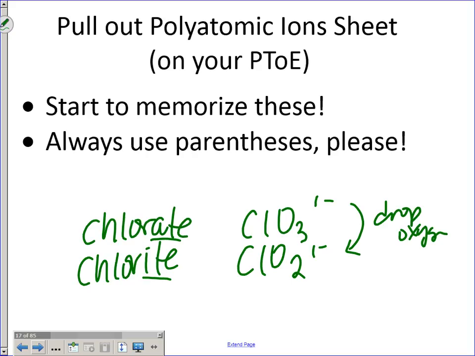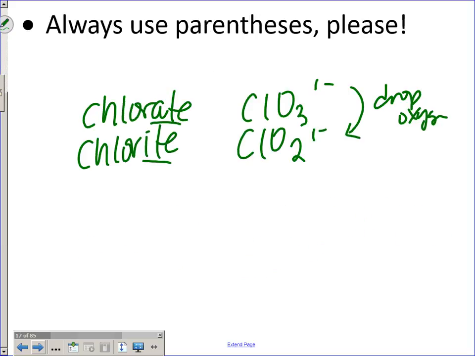So if you go from the -ate name system, the same ion, but you change it from -ate to -ite, you drop an oxygen. The sign stays the same, the format stays the same, and all that jazz. All right, if you want to write down another example, here we go.